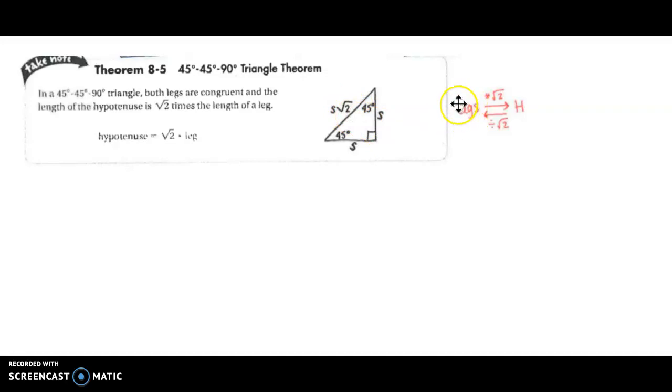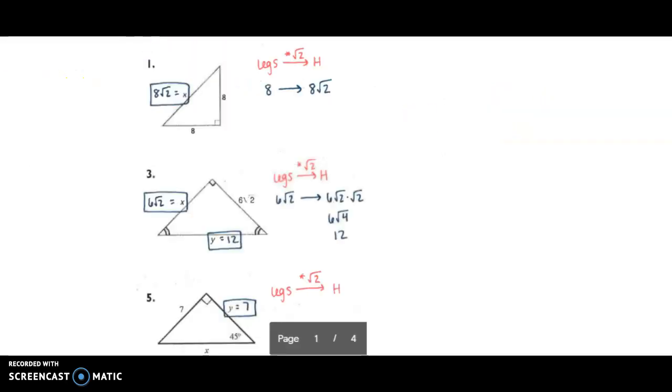Okay, so what this means here is if you have the legs, and if you're trying to figure out the hypotenuse, you multiply by root 2. Vice versa, if you have the hypotenuse and you're trying to figure out the legs, you simply divide by root 2. Okay, and so these examples here show that, right?